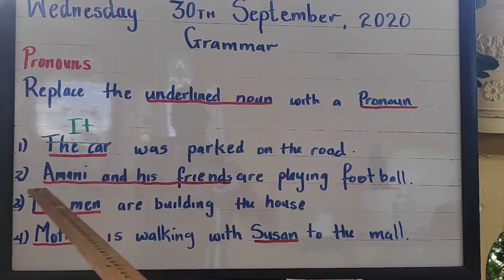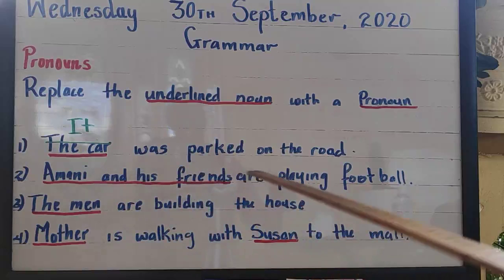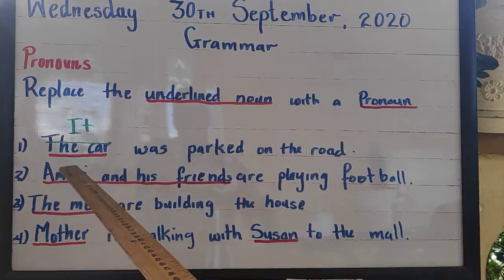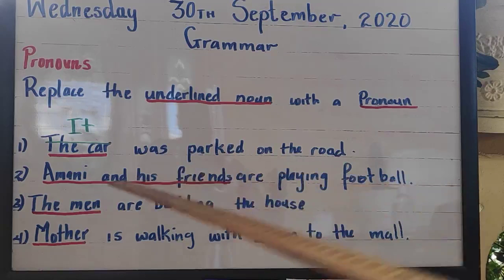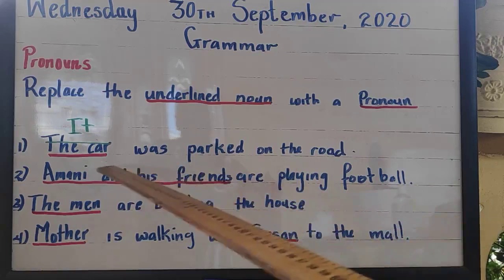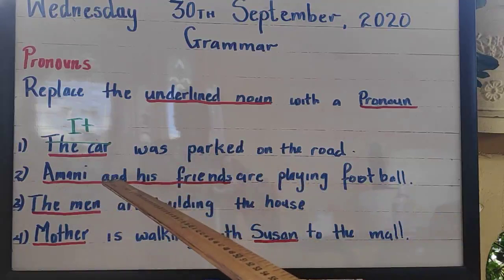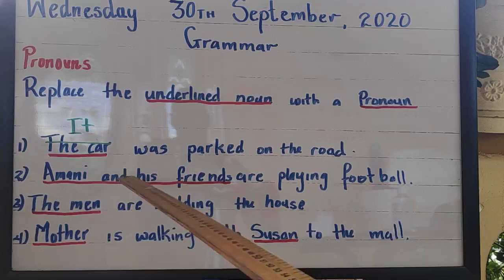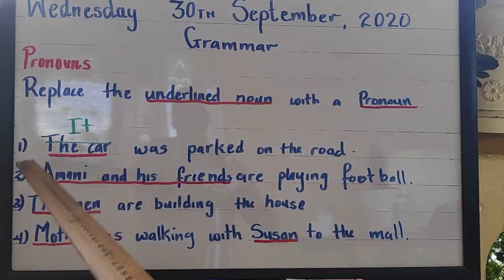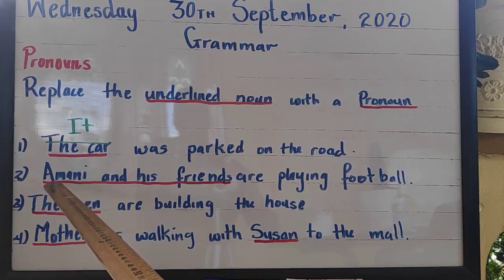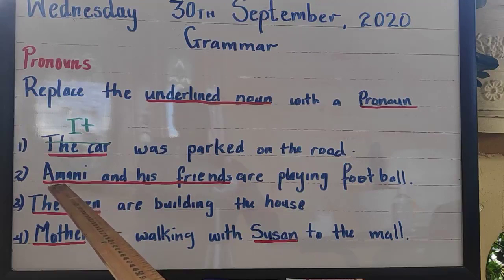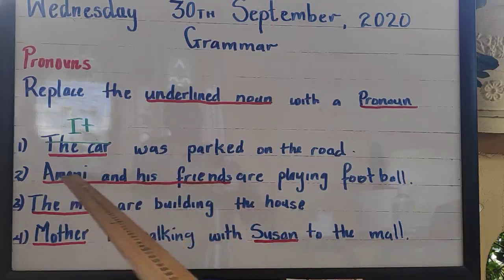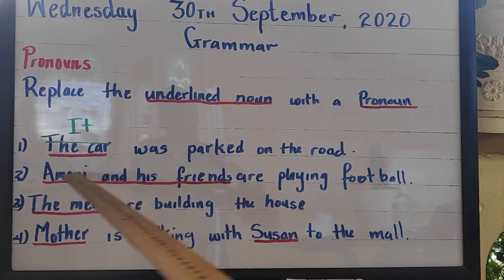Let's look at the next one. Amani and his friends are playing football. Here now, you're including yourself. What pronoun would we use here? If we say they, we're excluding ourselves. So what would you use? Just imagine that your name is here instead of Amani. So whoever it is, Ricardo, Cooper, whoever, and your name here with your friends, what pronoun would you use to replace this?